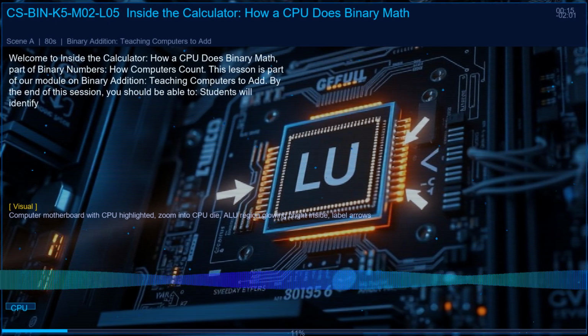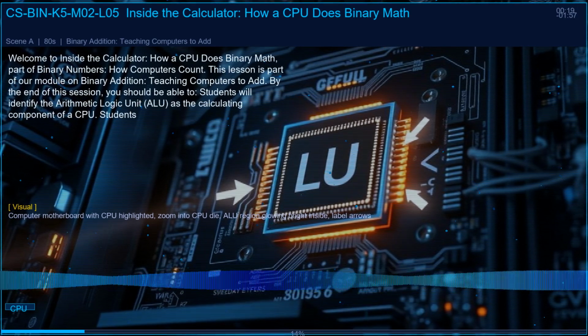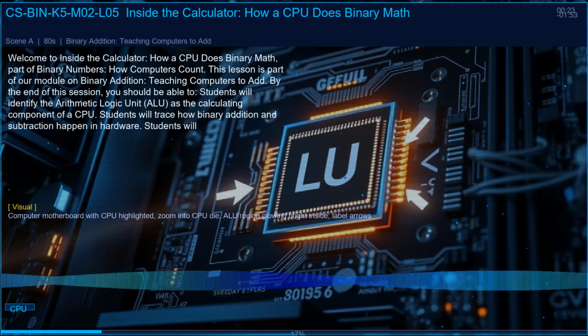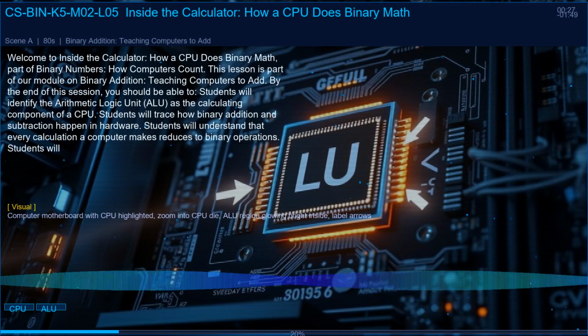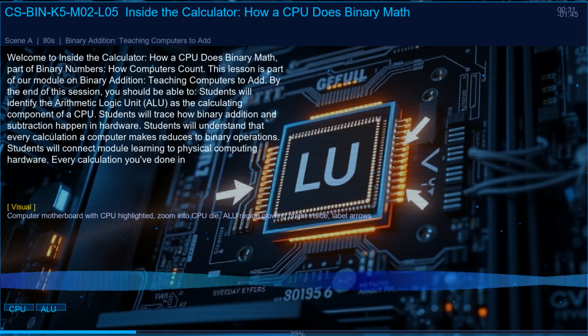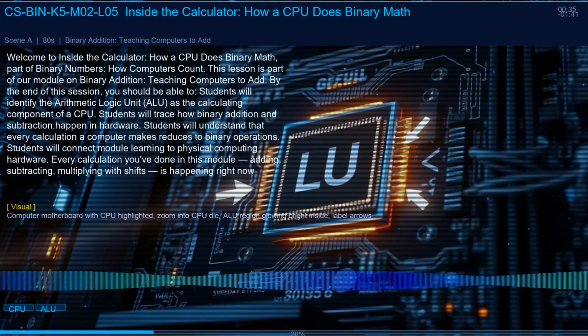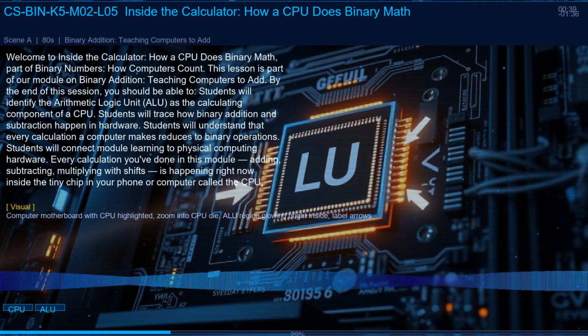By the end of the session, you should be able to: Students will identify the arithmetic logic unit, ALU, as the calculating component of a CPU. Students will trace how binary addition and subtraction happen in hardware. Students will understand that every calculation a computer makes reduces to binary operations. Students will connect module learning to physical computing hardware.